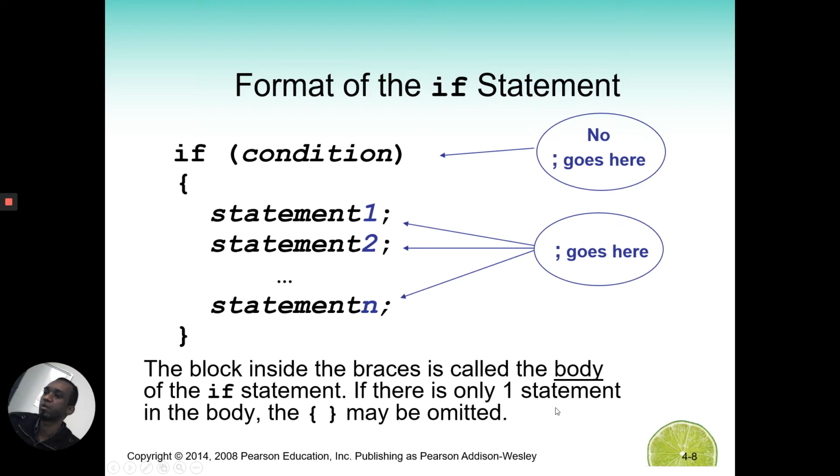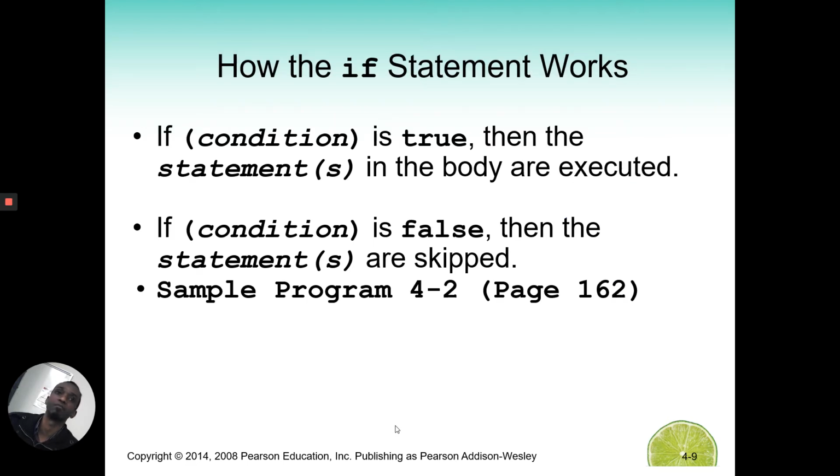If there's only one statement in the body, then the braces may be omitted, but it's always better for good programming to keep the braces. In Python class, you learned that we didn't use any braces; it was just indentation. But other high-level languages all use braces. If the condition is true, then the statements in the body are executed. If the condition is false, the statements are skipped and it goes to the next one. There are examples on page 162.